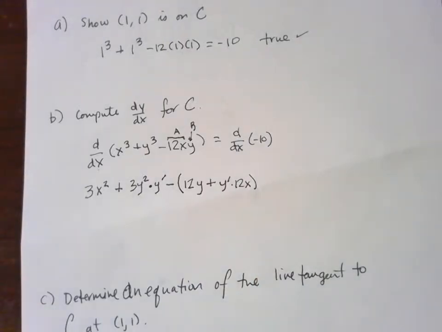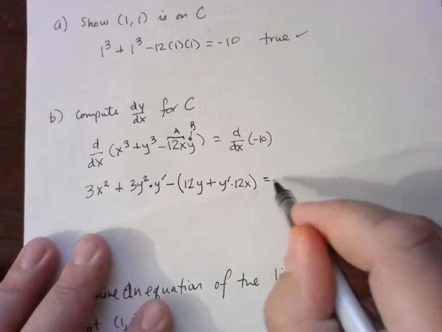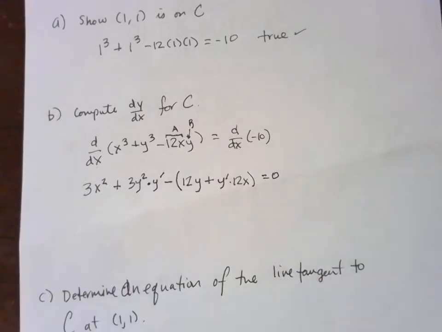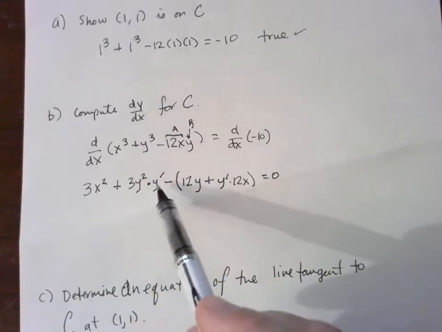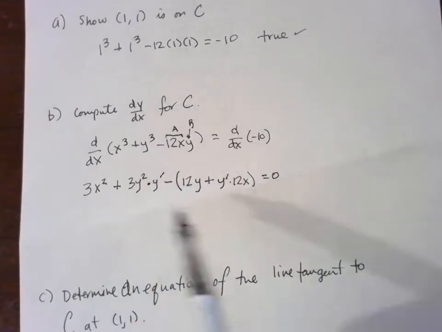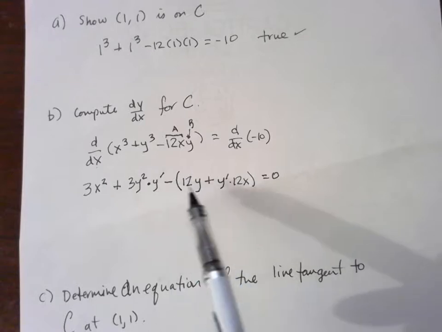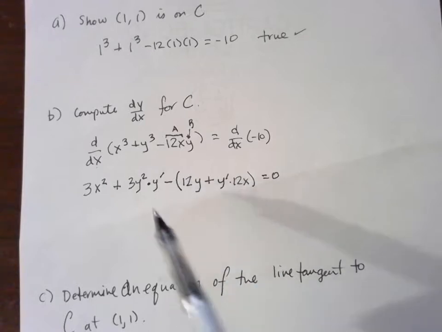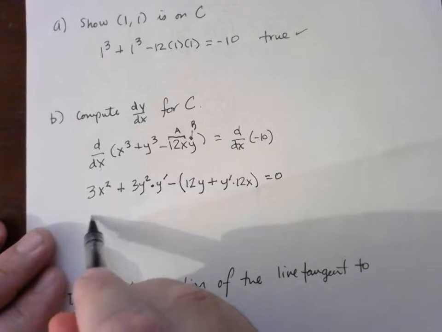On the other side, I have the derivative of the constant function of minus 10, so that is 0. So the problem is asking me to figure out what dy dx is, and remember we're just using y prime for shorthand. So now this is algebra. I have to solve this for y prime. And it's a fairly standard procedure.